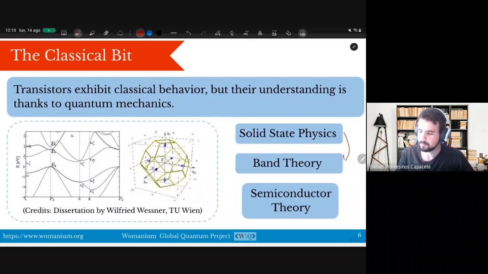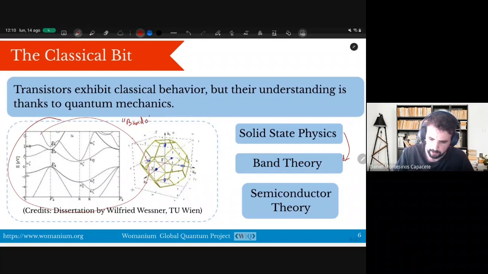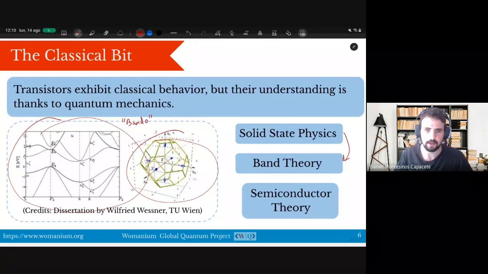In solid state physics, there is something called band theory, that is just how the electronic levels have some kind of structure in the material. For example, this is a representation of these bands for some material. I don't remember what material exactly, but maybe silicon or something else. And these representations are related to solid state physics and band theory.